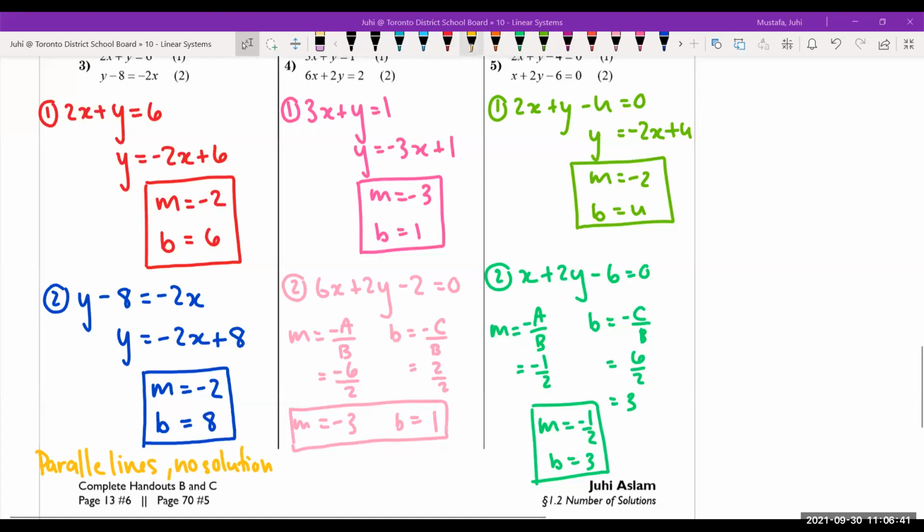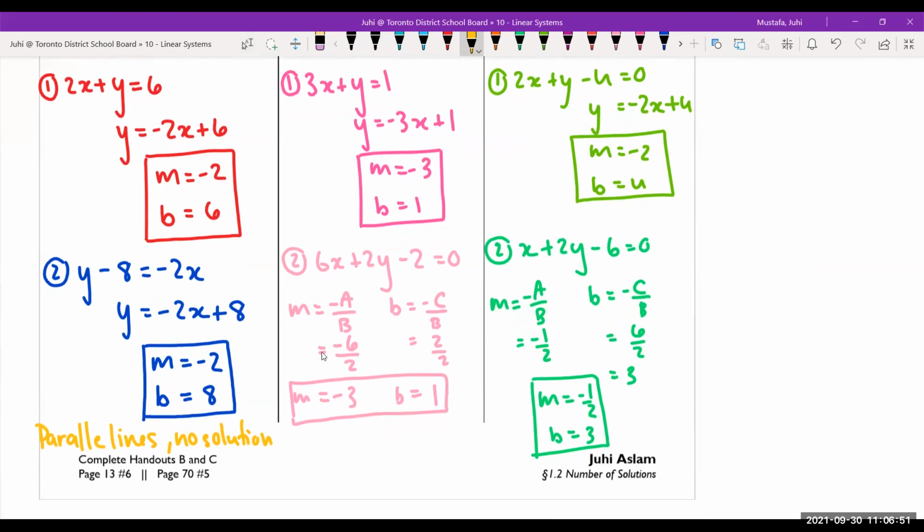All right, you guys, for example number 4, did you get for the first equation the slope is -3 and the y-intercept is 1? And then for the second equation, did you get the exact same thing? So what kind of lines are these? Janahan? They are coincident lines. Yep, coincident lines. And how many solutions would there be, Janahan? Yeah, there are an infinite number of solutions.